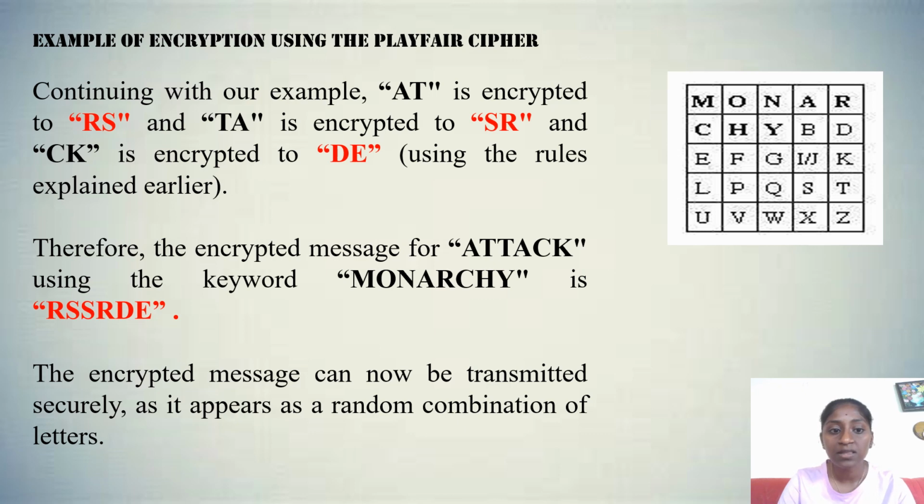This is done using the rules which we have explained earlier. Therefore, the encrypted message for the word attack using the keyword monarchy is RSSRDE. The encrypted message can now be transmitted securely as it appears as a random combination of letters.